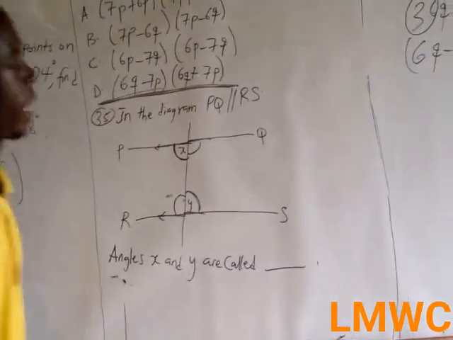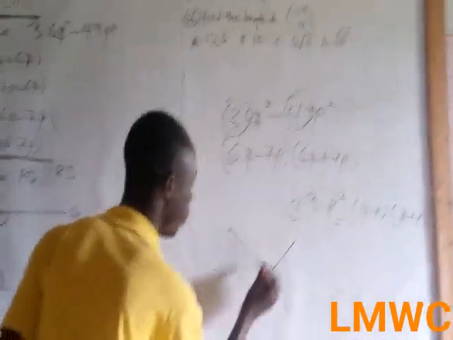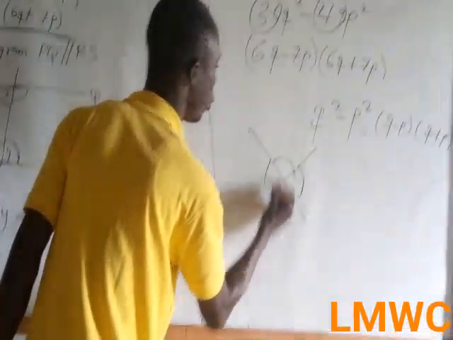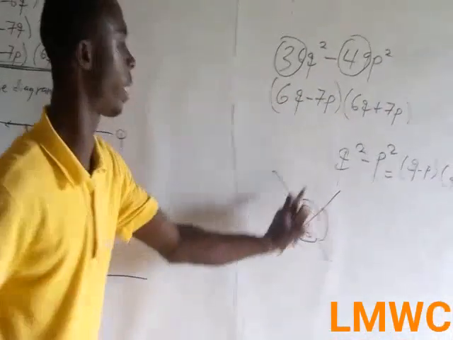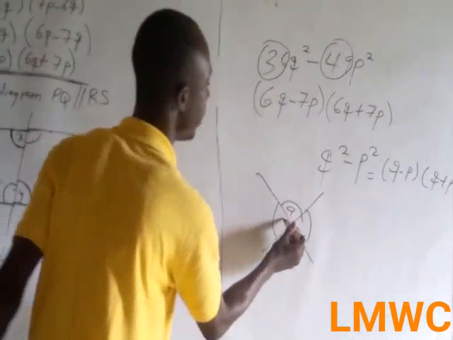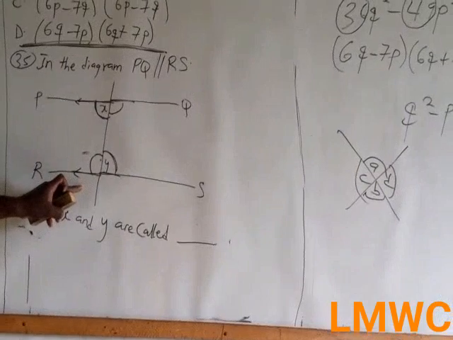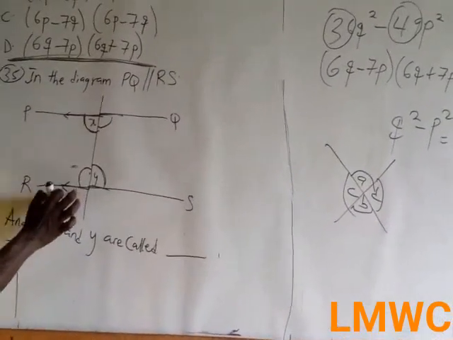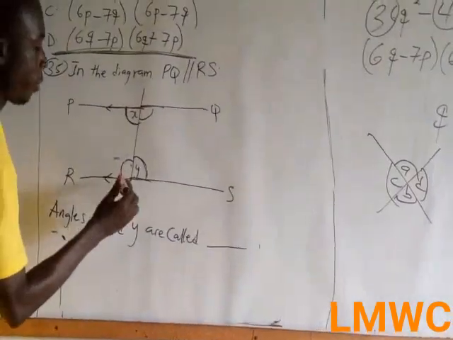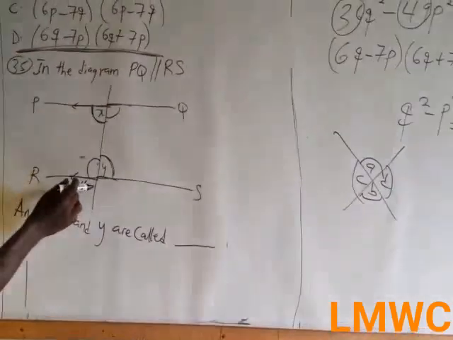Let's move on to vertically opposite angles. For vertically opposite angles, they are equal. This means A is vertically opposite to B, and C is also vertically opposite to D. Let us look at this chart. This is vertically opposite to this angle. This means if I give you here as 40, y is what? 40.